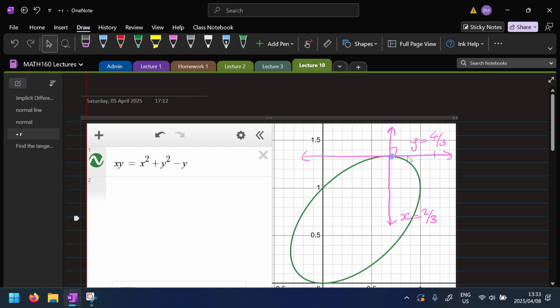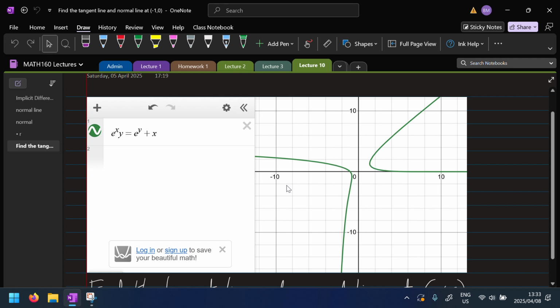Okay, so remember, horizontal lines are possible. You can have a tangent line being horizontal, and we'll see a bit more of this later on when we look at turning points. So minima and maxima of a function, we'll see that at those points, the tangent lines are horizontal. Okay, but that will come later on.